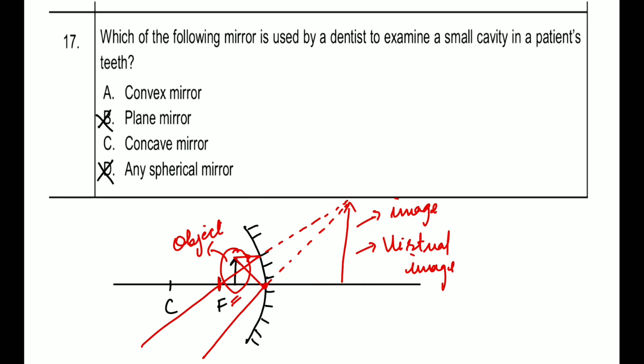Also, in the case of a convex mirror, we do get a virtual image, but the size of the image is either point-like or very small, right? I do not want a mirror which gives me a small image of whatever object I am focusing on. So the answer to this question is concave mirror. We're talking about this specific case when your object is placed between your focus and the pole. That's why you must have seen the dentist put it very close to the cavity so that the doctor can see the cavity. So the answer is concave mirror, right?